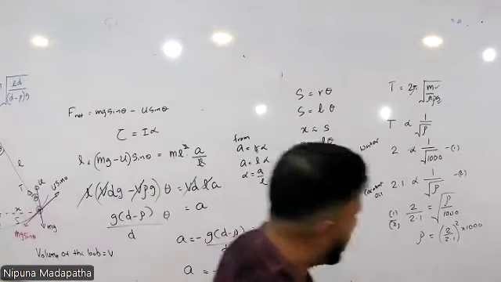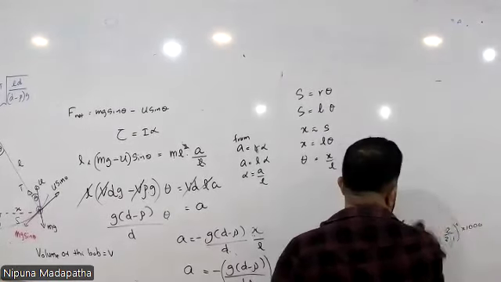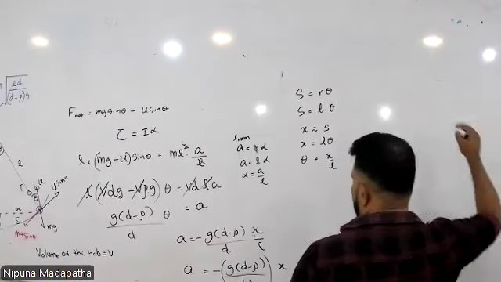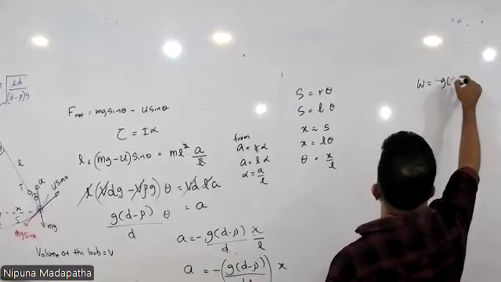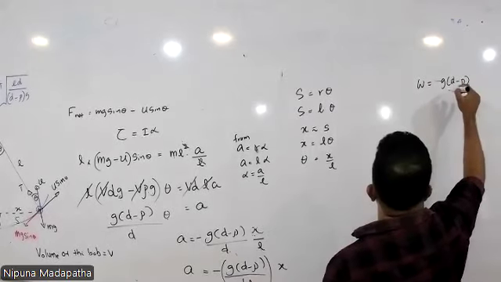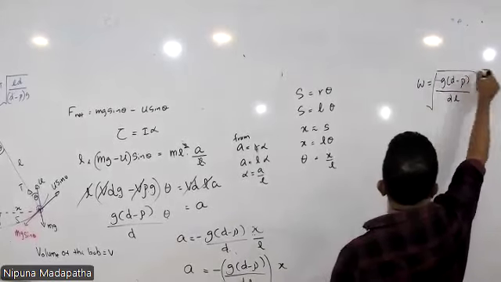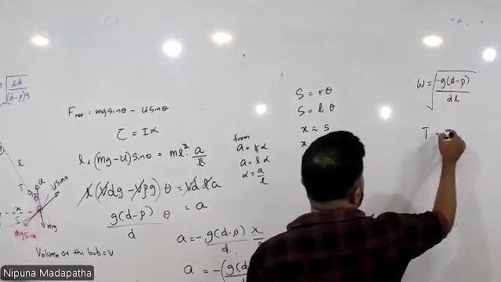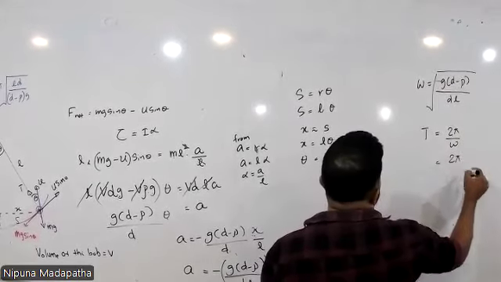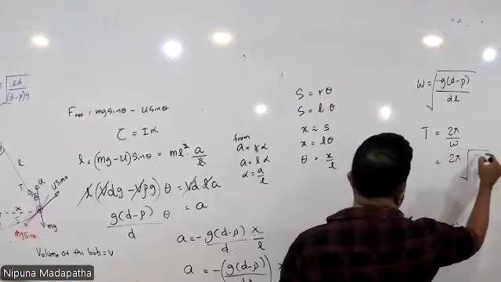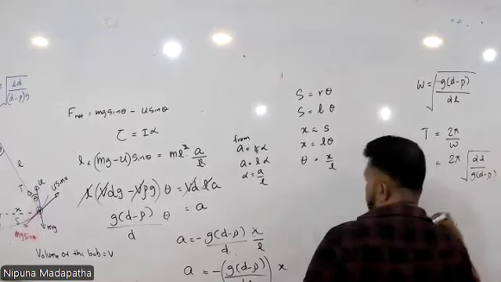Right, so omega squared is g over D minus rho over D, and T equals 2 pi over omega. So T equals 2 pi times the square root of D L divided by g times D minus rho. Final expression.